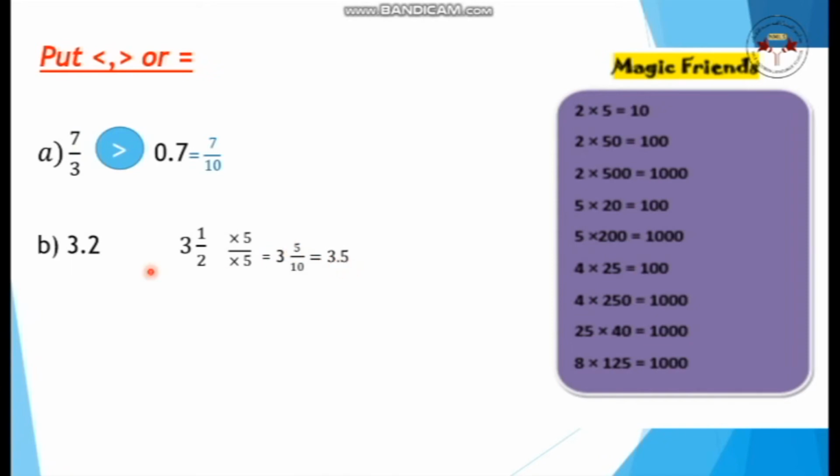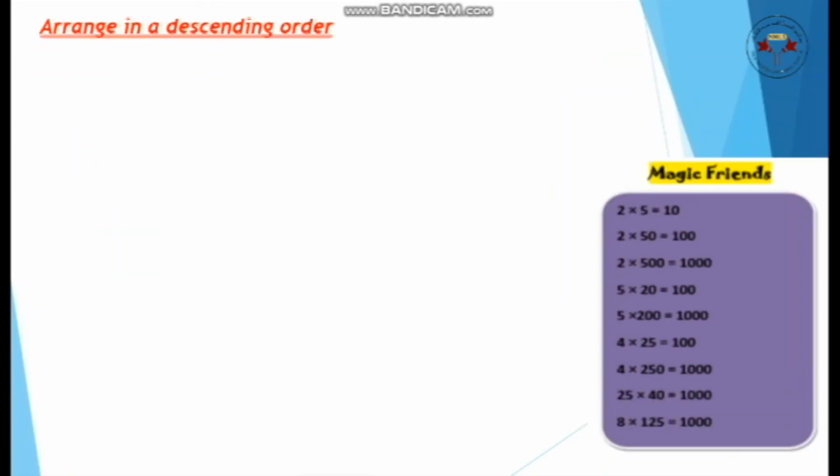Now we have 3.2 and 3.5. I think that the 3 is the same as the 3. Go next. After the decimal place you have 2, and here you have a 5. So the 5 is greater than the 2, so 3.5 is greater than 3.2. Go next.